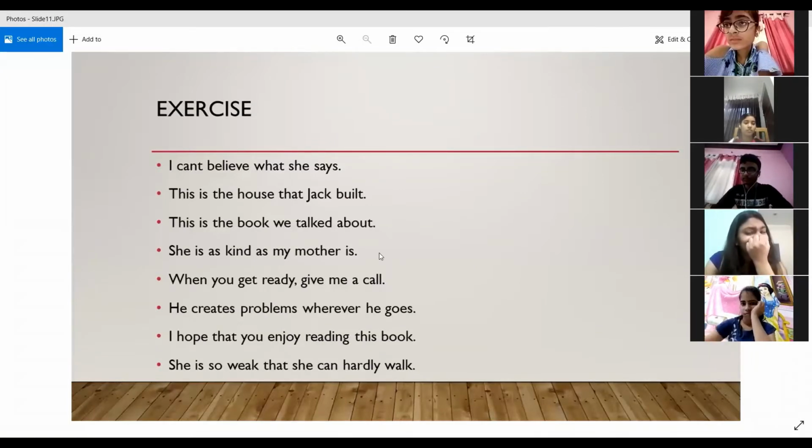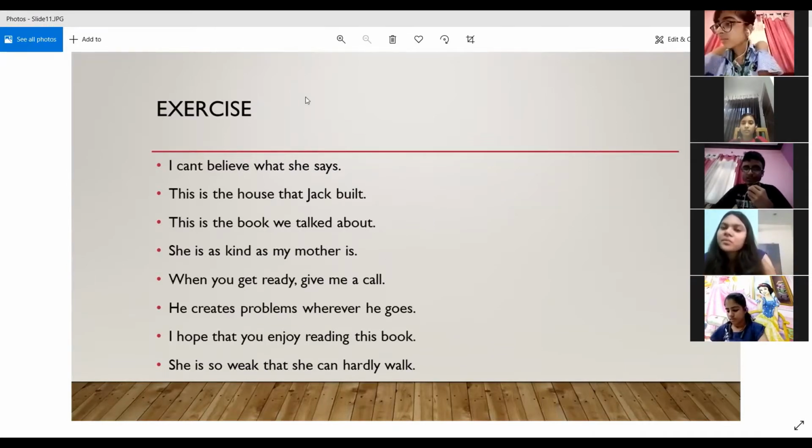Yes, Anirudh. Start. Yes, sir. The first one will be: what she says. What kind of clause? It is a noun clause. Why? Sir, if we ask the question, what he can't believe, then the answer will be what she says. Yes. So the answer to the question what is going to be a noun. So it is a noun clause.